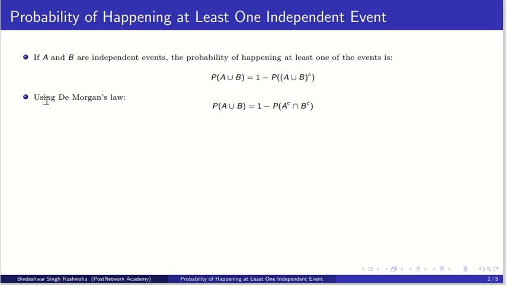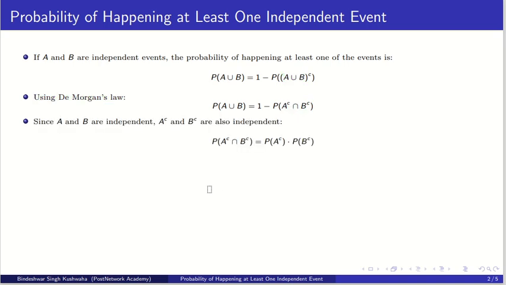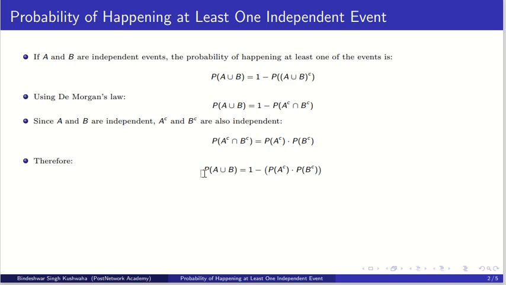Now let us use De Morgan's law. De Morgan's law says that the complement of A union B will be equal to A complement intersection B complement. Now because A and B are independent, A complement and B complement are also independent, and we will get this in result. So we will have P(A union B) is equal to 1 minus P(A complement) into P(B complement).